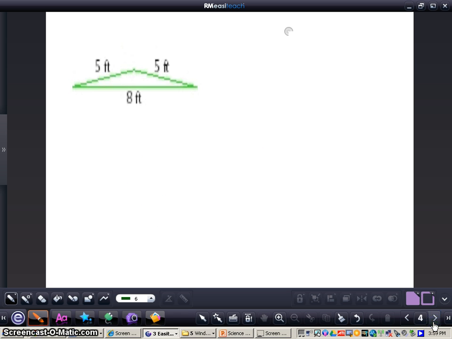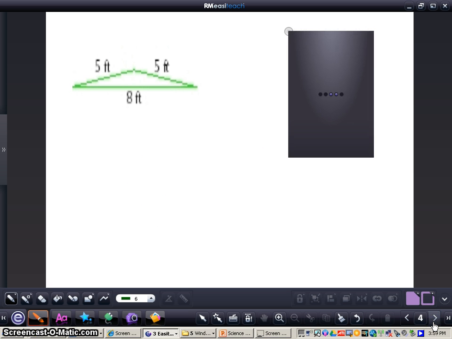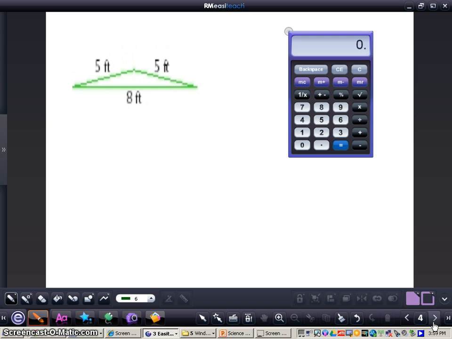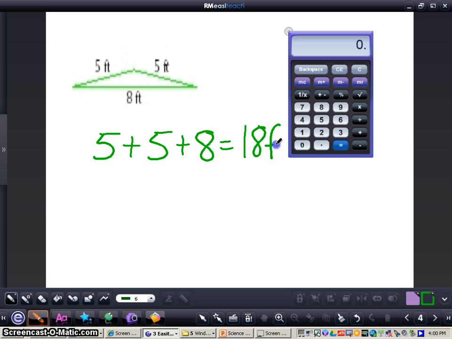Okay, so we'll look at another one here. Now we have this triangle, and this can be pretty easy. We can just add up all of the measurements with this triangle. 5 plus 5 plus 8. I don't even really need a calculator for this one. 5 plus 5 plus 8 equals 18 feet. That's the perimeter of that triangle there.